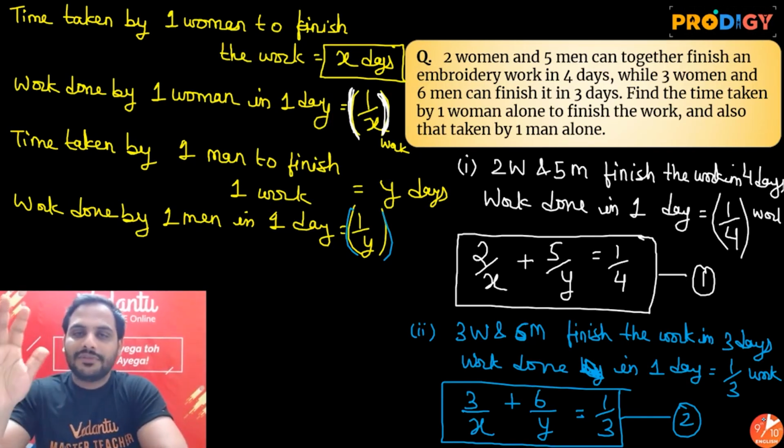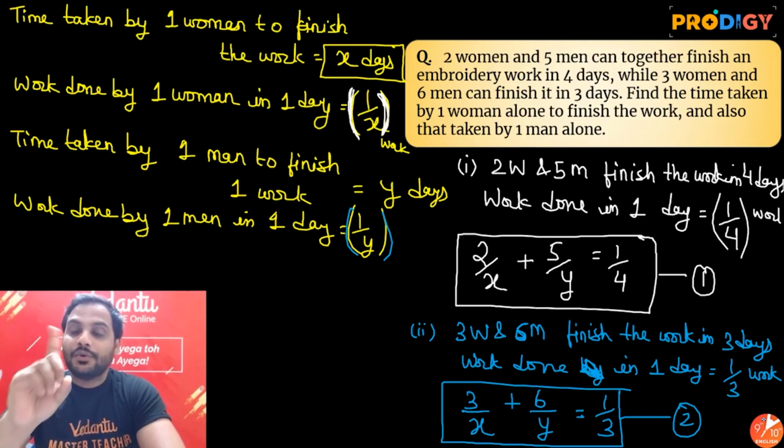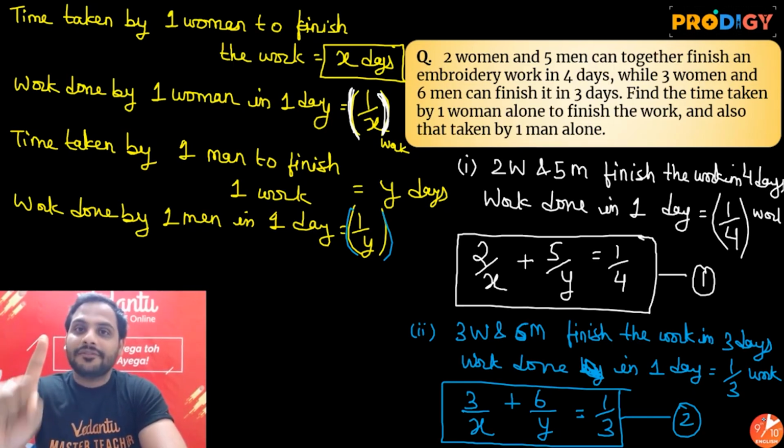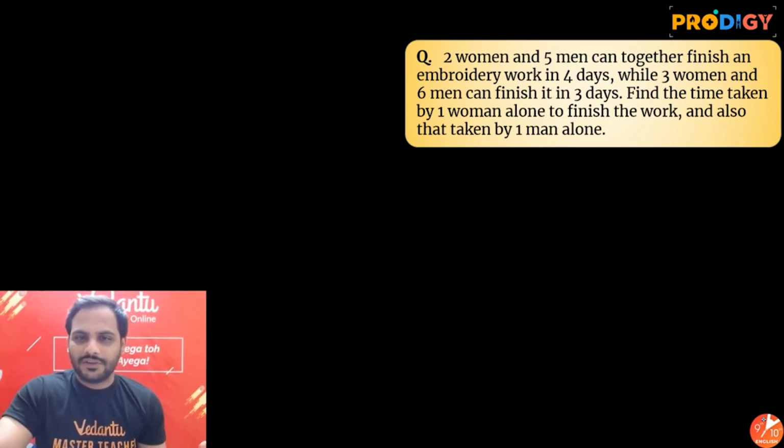So in one day, how much are they doing? Work done in one day. Always, beta, when we make the equation, make it in terms of work done in one day, because work can be added, we don't add time. Remember, we don't add time, we add work. Now it is very easy, and we just have to solve these equations.